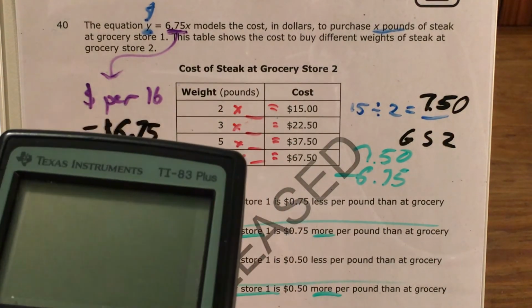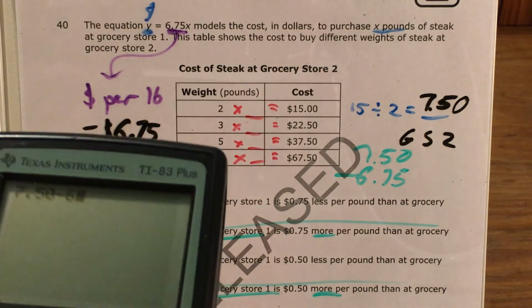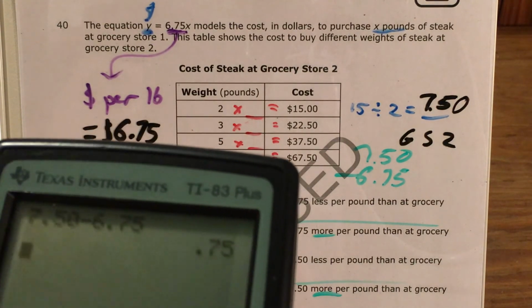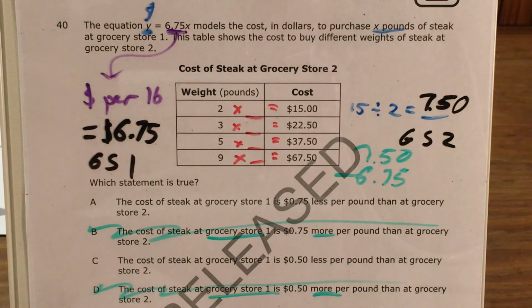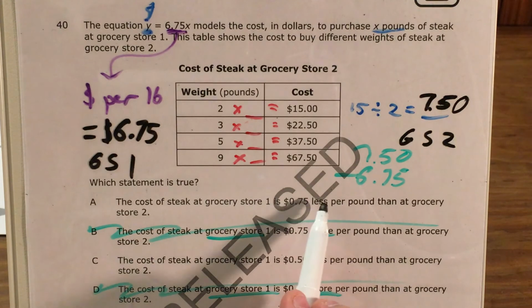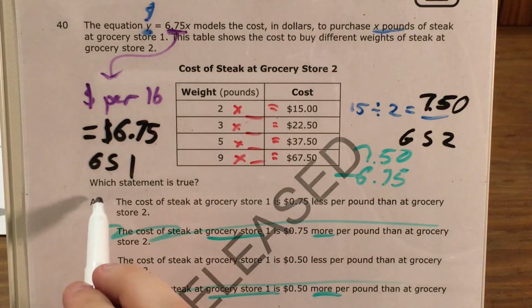So let me plug that in my calculator. 750 minus 675, that's going to give me 75 cents. So my answer choice that says that the cost of steak at grocery store 1 is 75 cents less per pound than at grocery store 2 is A.